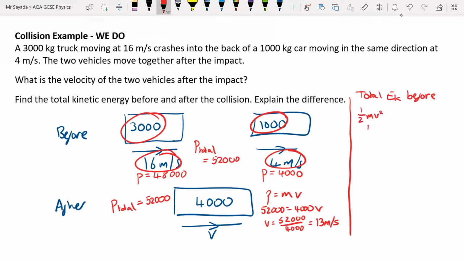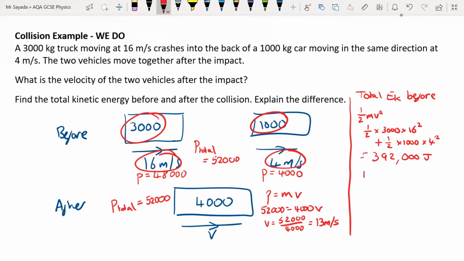So we've got a half times 3,000 times 16 squared. And we need to add to that a half times 1,000 times 4 squared. Now you're always allowed to use a calculator when we do physics. So that's what I'm going to do to make sure I don't make a mistake. So the answer is 392,000 joules.